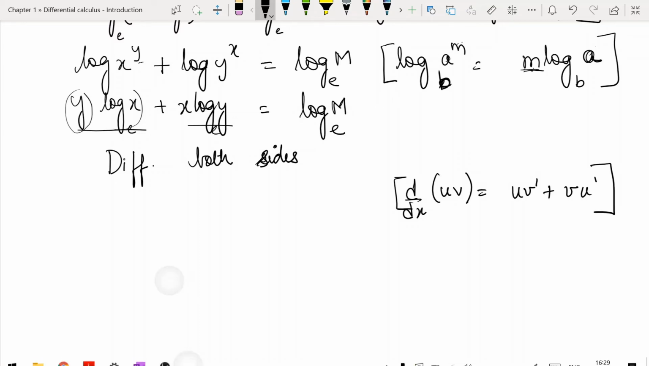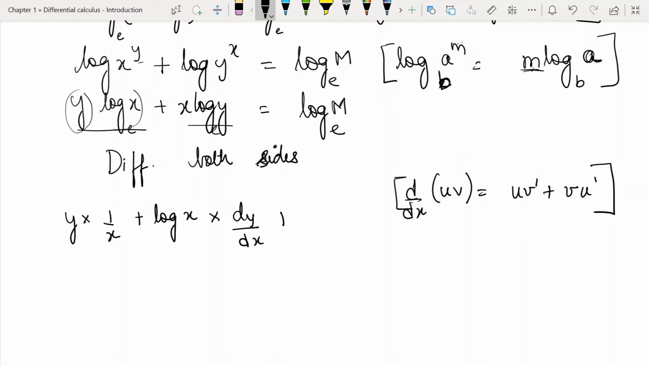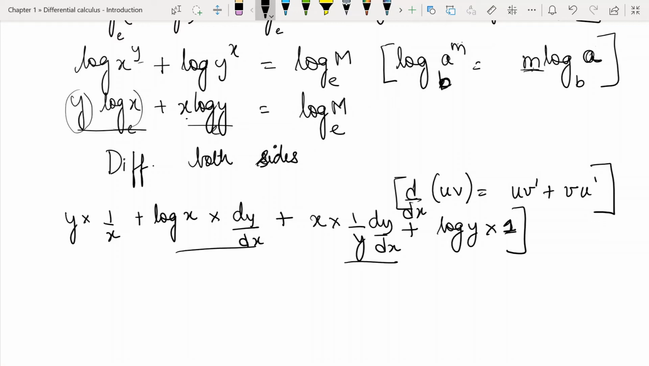Okay. Y into differentiation of log x is 1 upon x, plus log x into differentiation of y is dy by dx. Plus the same thing for this: x into differentiation of log y is 1 upon y dy by dx, plus log y into differentiation of x is 1. Okay, so now what we have is, look at the two dy by dx terms. Actually, there's no need for a bracket here. I don't know why I happen to put a bracket.